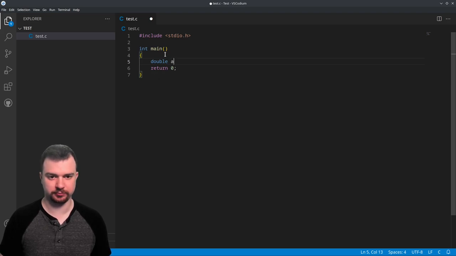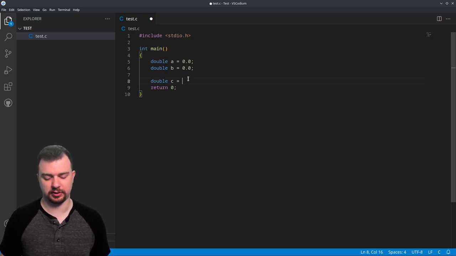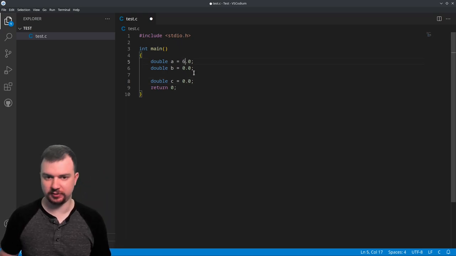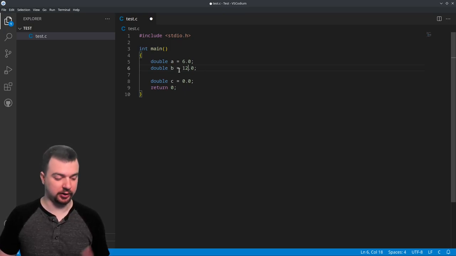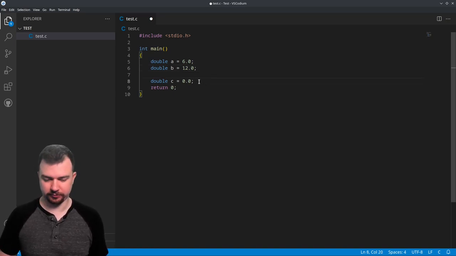We need double a equals 0.0, double b equals 0.0, and then double, I'm just going to do c. And you know what? I can set this one to 0.0 for now. What I will do is change my a and b to the actual values I want. So side a is going to be 6, b is going to be 12. This is basically just what I had on that calculator just a second ago, so I should get the same result once I do the actual math.